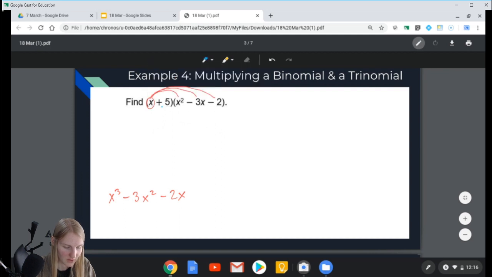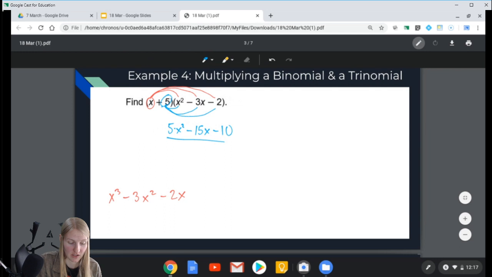We're going to focus on the second term in our binomial. Now we're looking at the 5. And we're going to do distribution rainbows again. Everything in the trinomial gets a 5. The 5 goes to everything. So I'm going to have 5 times x squared, just 5x squared, 5 times negative 3 is negative 15, and the x comes along for the ride. And 5 times negative 2 is negative 10.